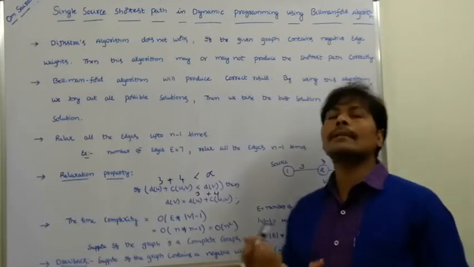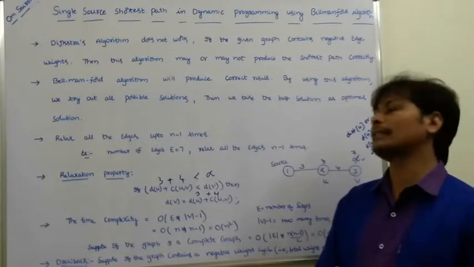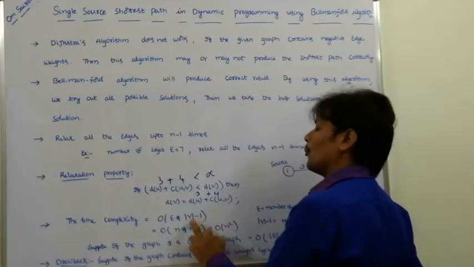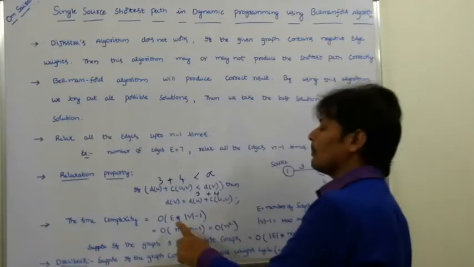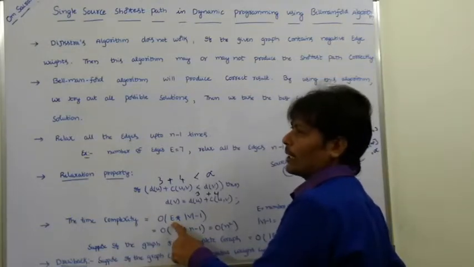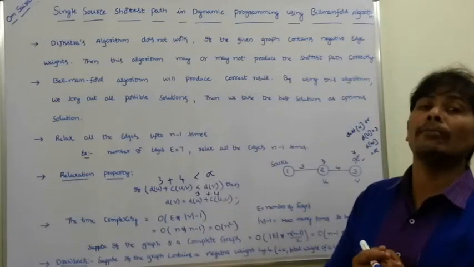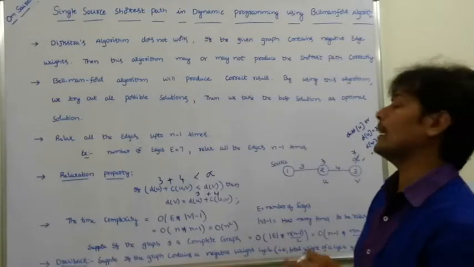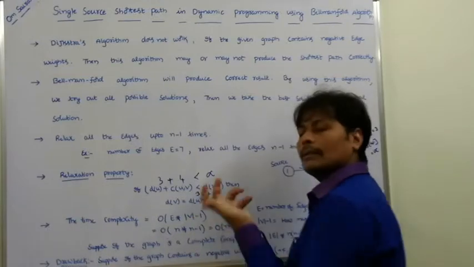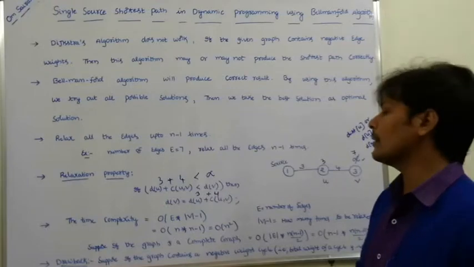Next, what is the time complexity of a single source shortest path problem in dynamic programming? So here big O of E into V minus 1. Here E is the number of edges in the given graph. How many times all the edges are to be relaxed? That is n minus 1 times. Here n is the number of vertices in the given graph. It can be treated as mod V. Mod V is the number of vertices in the given graph.